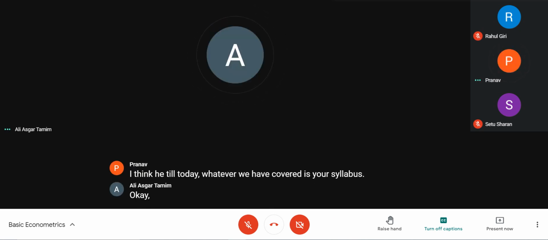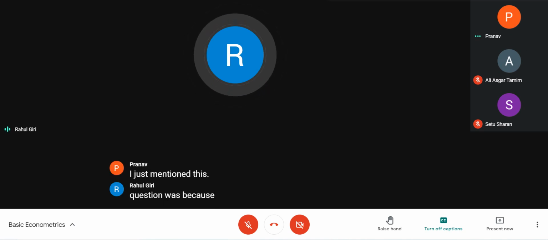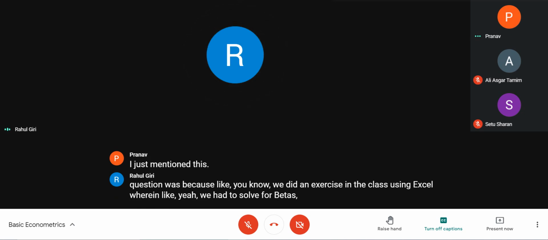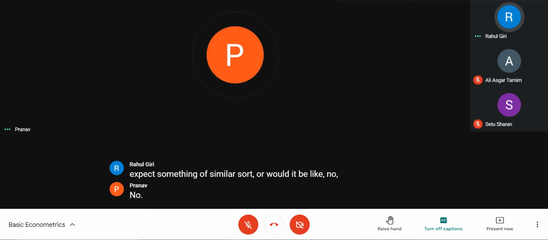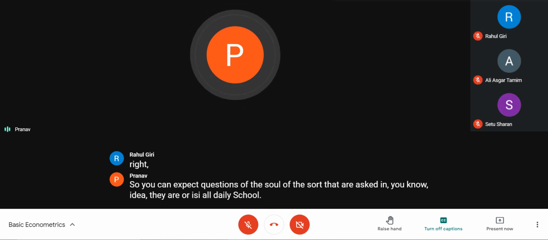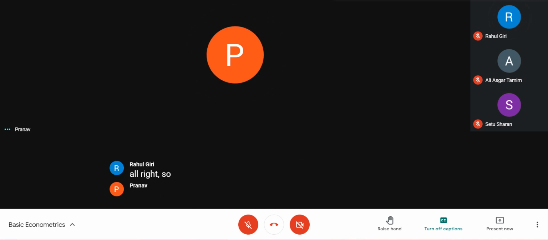My intention to ask that question was because we did an exercise in the class using Excel wherein we had to solve for betas. I'm just asking if we can expect something of similar sort. No. You can expect questions of the sort that are asked in IJDR or ISI or Delhi School. Such type of questions I'll ask as MCQ, based on whatever we have covered. Nothing out of syllabus. Okay. Yes, sir. Thank you.